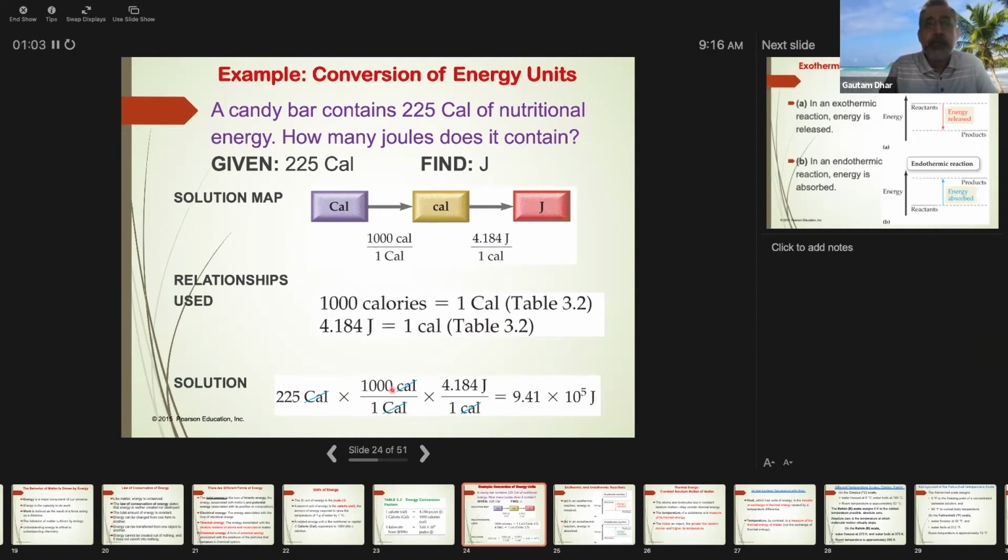These are defined quantities. The 1,000 calorie and 4.184 are exact, so do not attach a significant figure to them. Our significant figures will depend on the measured quantity, 225 big Cal. So the correct answer is 9.41 times 10 to the 5 joules, in 3 significant figures.